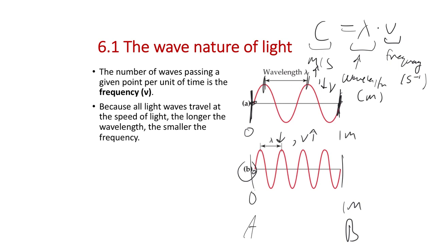And the frequency symbol is not V, but it's nu. So it's that Greek letter nu. It has a little bit more of an arc this way than just a simple V. So C is equal to lambda times nu, is what this equation is. And all light travels at the same speed, the speed of light. Now, the speed of light can vary in different media, but if we're talking about light traveling through air or through a vacuum, it would travel at the same speed.